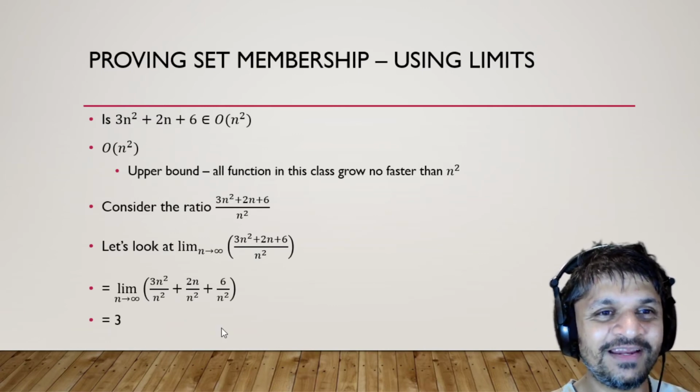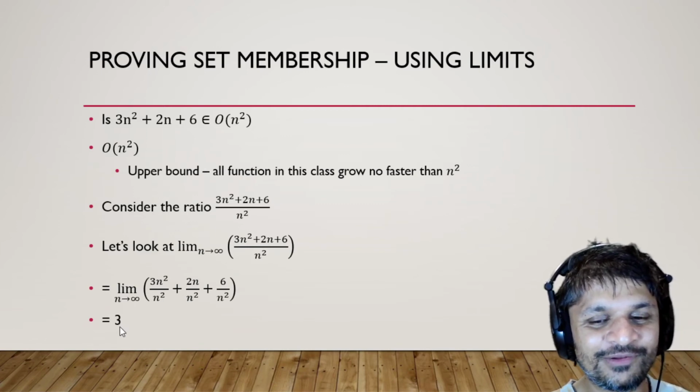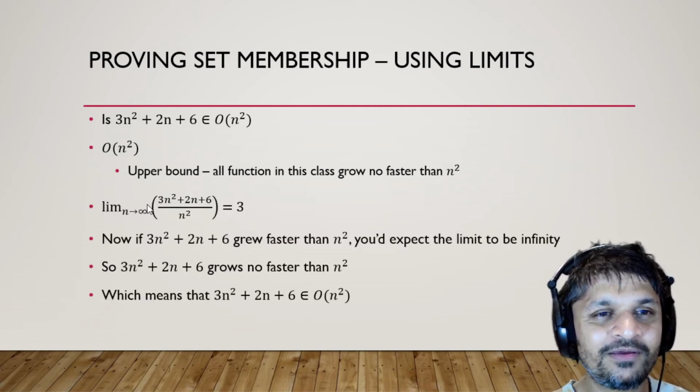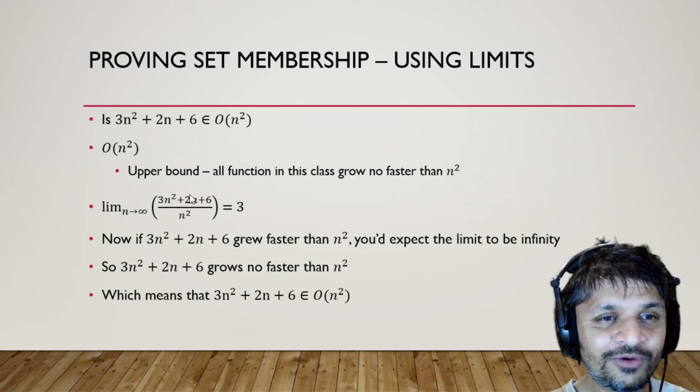Okay, so that's great. I've gotten the ratio of these two functions. I've taken the limit as n tends to infinity and I've gotten 3. Now, if 3n squared plus 2n plus 6 grew faster than n squared, what would you expect this limit to be? Remember, we said if the numerator grows faster, we expect the limit to be infinity. Okay? So if this top one grew faster, we'd expect the limit to be infinity.